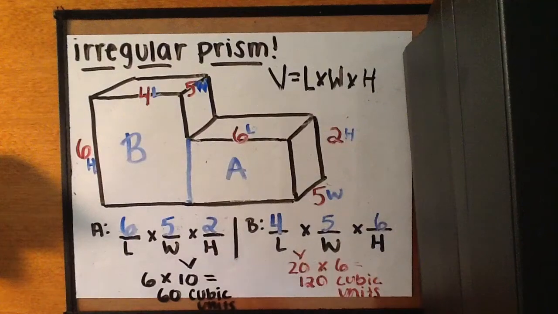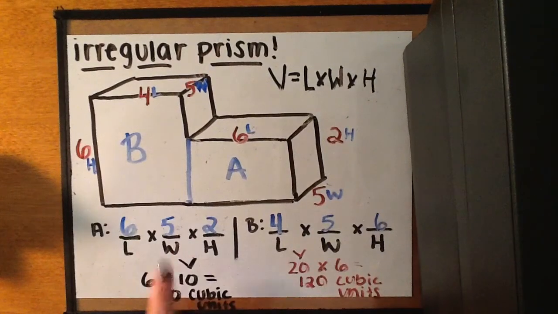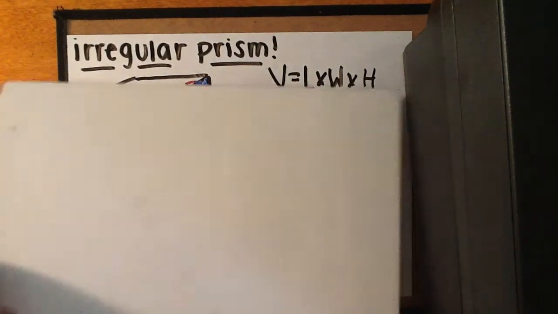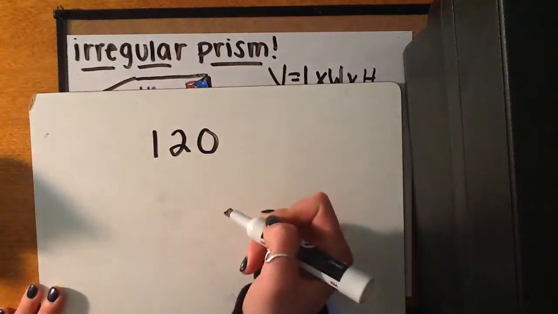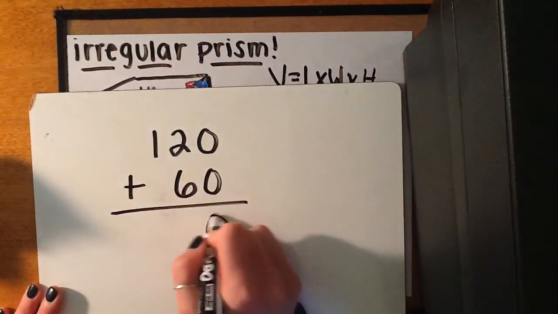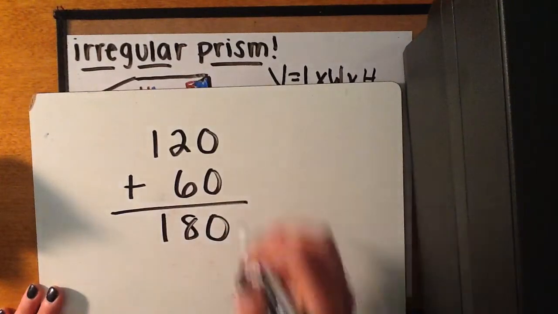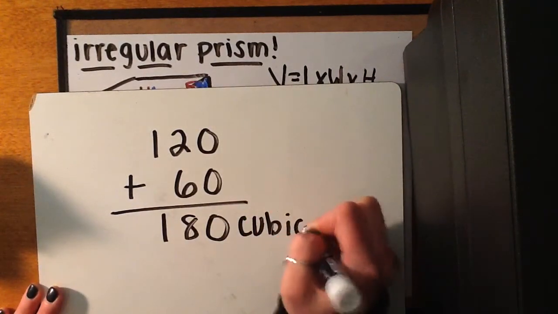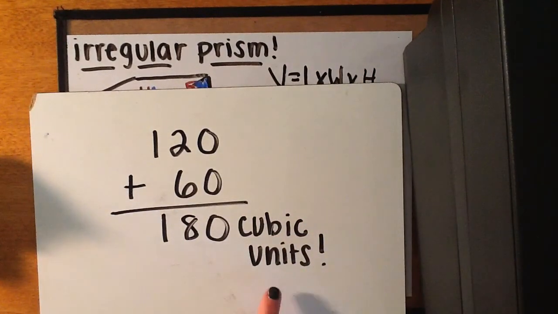So what on earth do I do now? I know the volume of prism A is 60 cubic units. And I know the volume of prism B is 120 cubic units. Now all you have to do is add them together. So I'm going to line up my place values, and I have to do 120 plus 60. 0 plus 0 is 0. 2 plus 6 is 8. 1 plus 0 is 1. So the volume of this irregular prism is 180 cubic units.